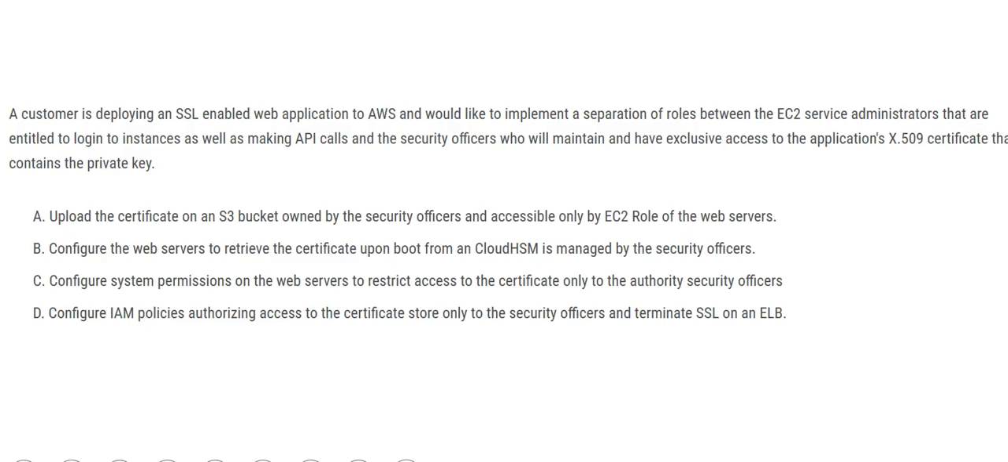See, there is a customer. They are deploying an SSL enabled web application to AWS. They want to implement separation of roles between EC2 service administrators. What can those administrators do? They can log in to instances and they can also make API calls. And the security officers who will maintain will have exclusive access to this application certificate. This certificate contains the private key.